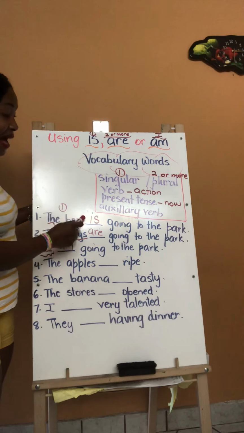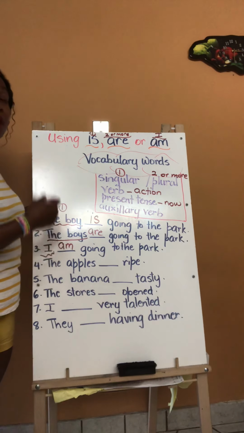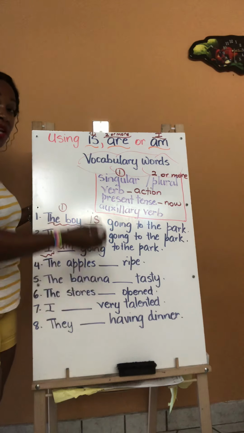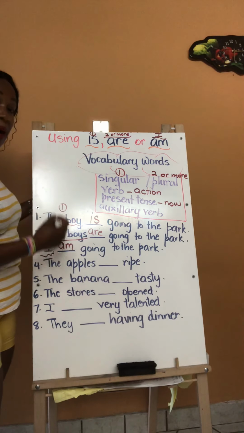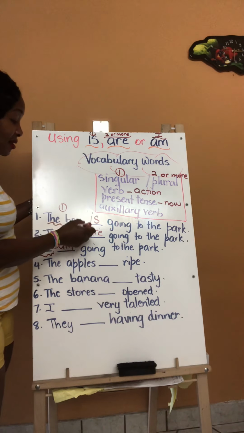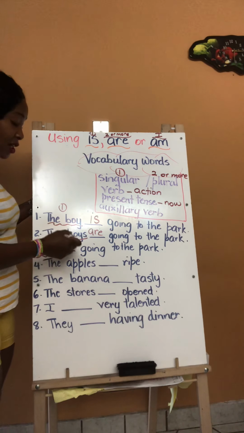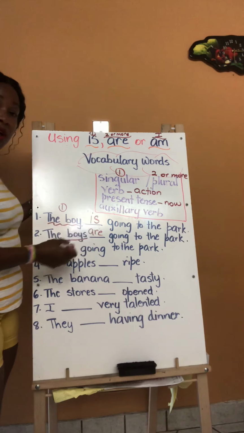Now all these actions are happening in the present. They are happening now. So because they are happening in the present, we're using is, are, and am because these all go with the present.